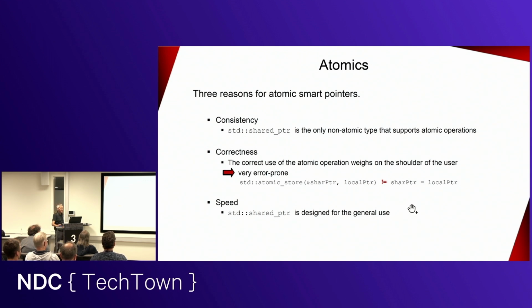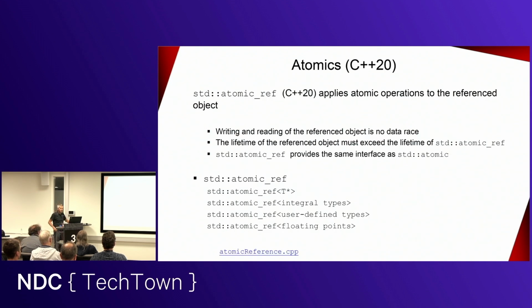And third, we could also make the shared pointer thread safe by design. But now we would optimize for the not common case, which is bad. Therefore, we need it. I like this explanation, or this rationale, from Herb Sutter.